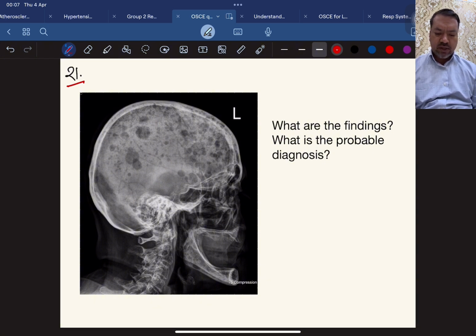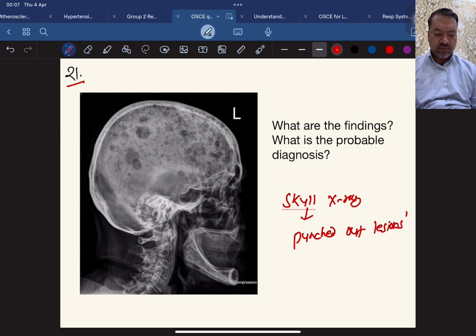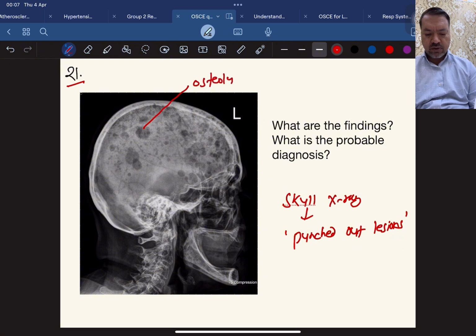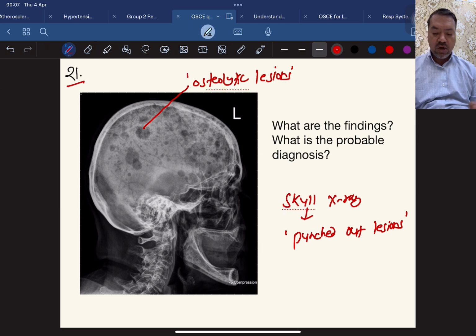So look at this X-ray and what are the findings here. This is the X-ray of the skull, which is showing punched out lesions. These are called punched out lesions. These are called osteolytic lesions. Osteolytic lesion means there is destruction of the bone. See this? This area looks relatively blacker, and there are nice margins. These are quite well demarcated, punched out, osteolytic lesions in the skull.